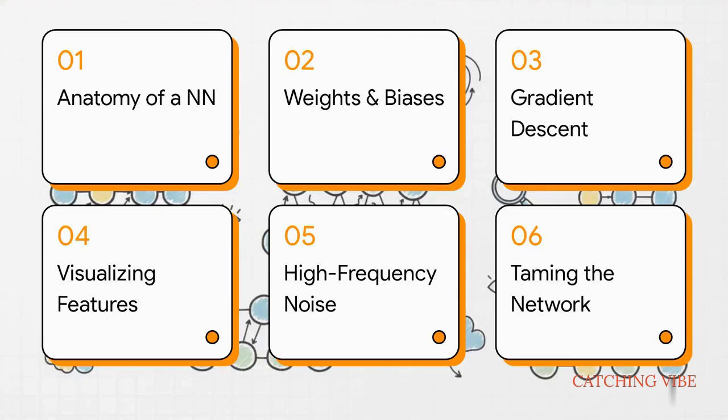So, here is our roadmap for the explainer today. 1. Anatomy of a neural network. 2. Weights, biases, and activations. 3. Learning through gradient descent. 4. Visualizing what networks see. 5. The enemy, high-frequency noise. And 6. Taming the network.